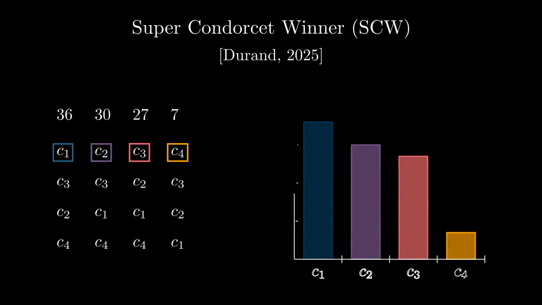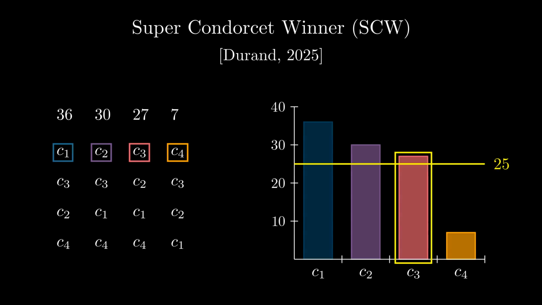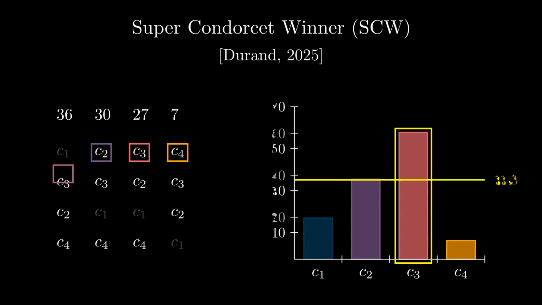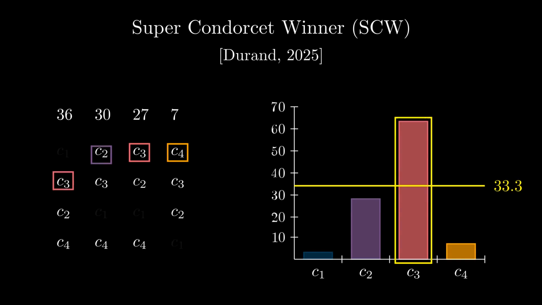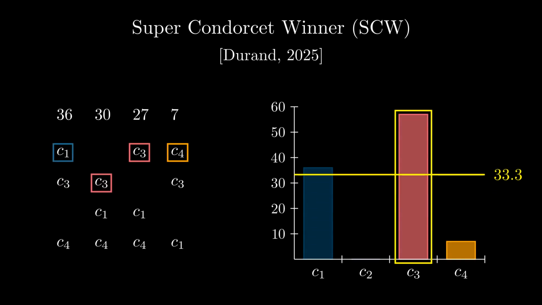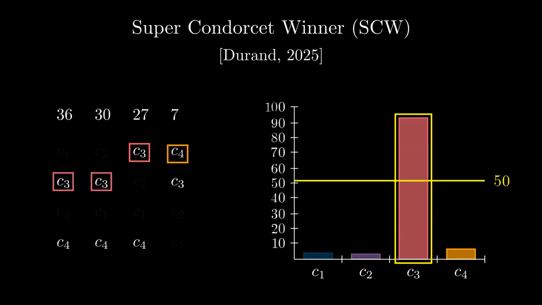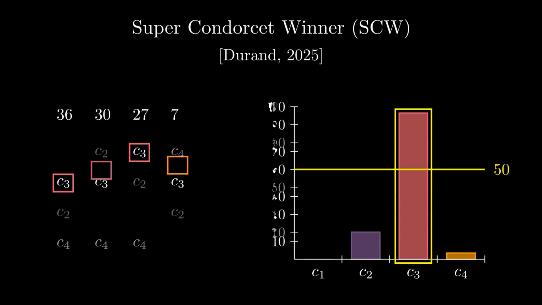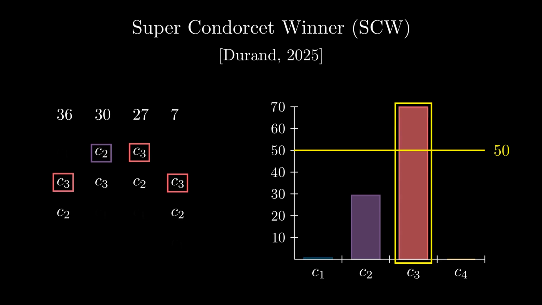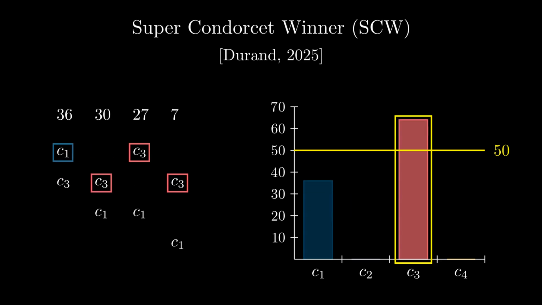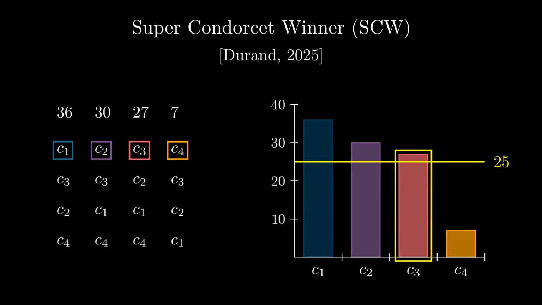To investigate this, we rely on the recent notion of super Condorcet winner. Let's illustrate this with candidate C3 from our initial example. In the full profile, C3 has more than a quarter of the votes. In each 3-candidate sub-election, without C1, without C2, or without C4, C3 still has more than a third of the votes. And in each 2-candidate sub-election, that is in every pairwise comparison, C3 holds more than half of the votes, thus satisfying the classical definition of a Condorcet winner. Together, these conditions define a super Condorcet winner.